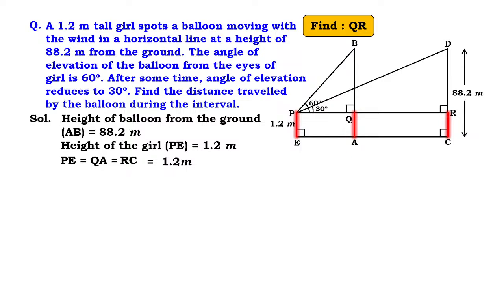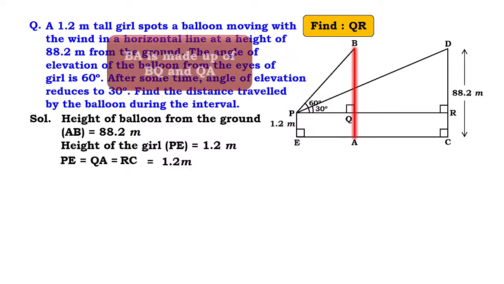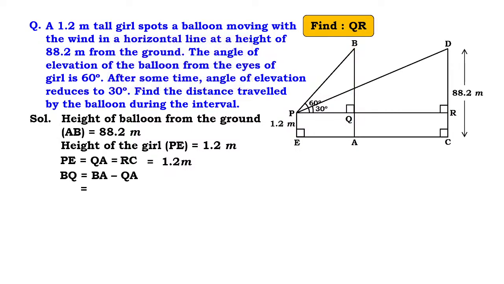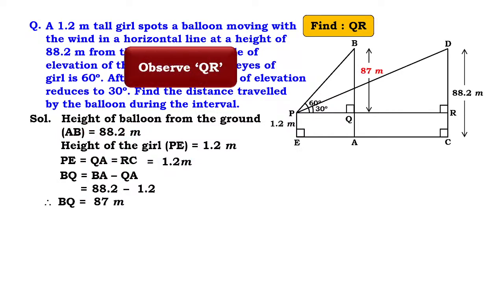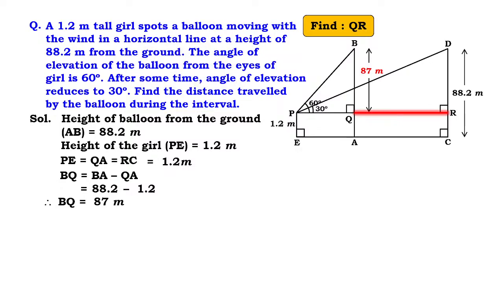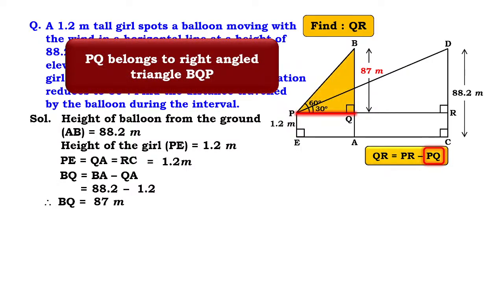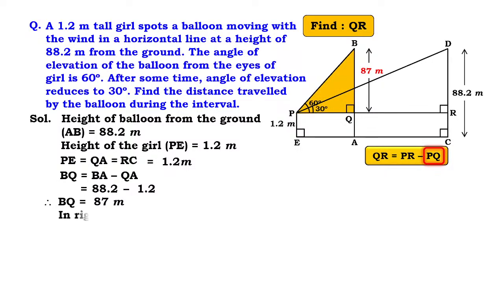So what will I do first now? 88.2 minus 1.2. So how much do you get? 87 meters. Now you have to take this as the standard value. QR you have to find. QR can be written as PR minus PQ. So my first target should be to find PQ. Let me take PQ first. So which triangle will I take now? Triangle BQP, correct? Triangle BQP.